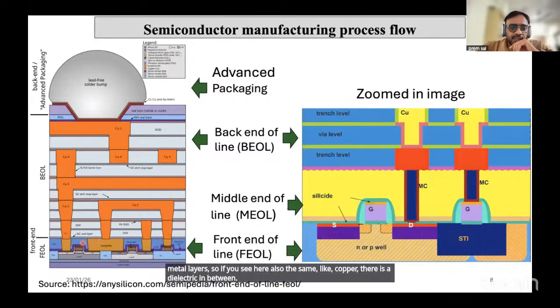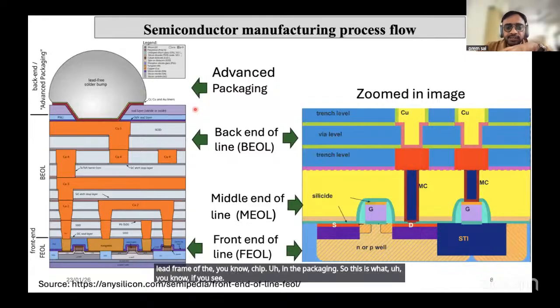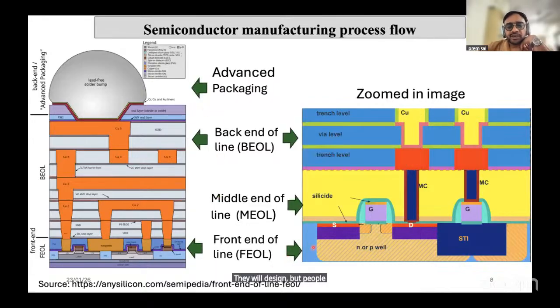So as you see, as we go from down to bottom, the width of the copper lines, the interconnects as we call them, is increasing. Then in the end, we put the solder. From here you connect to the lead frame of the chip and the packaging. This is what they design. But most of the people will be working here, on the scaling stuff, Moore's law stuff.